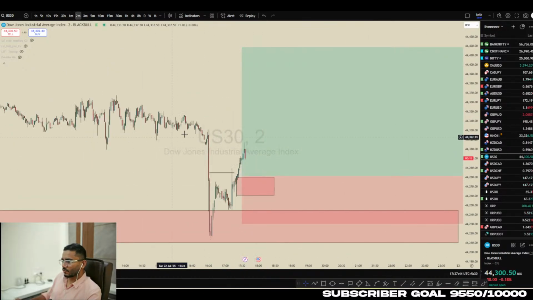We want price to break this structure, then only this structure will be activated. We want price to break this structure, then only we can look for a buy side trade.